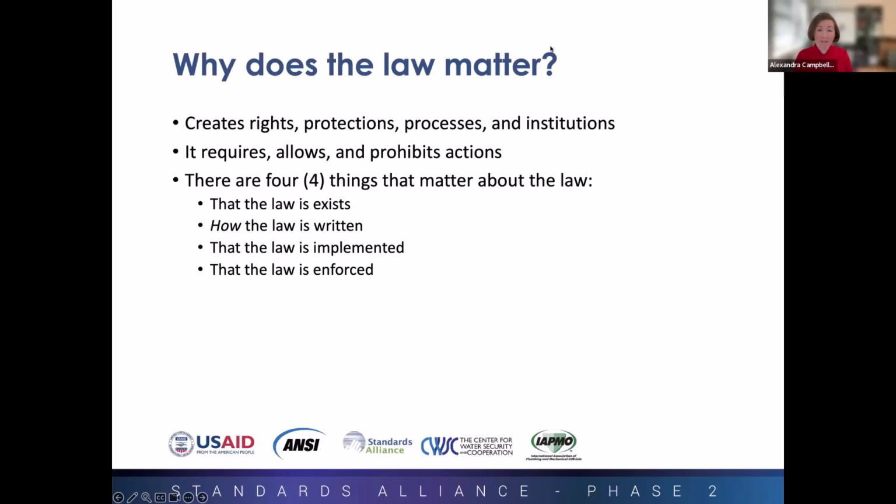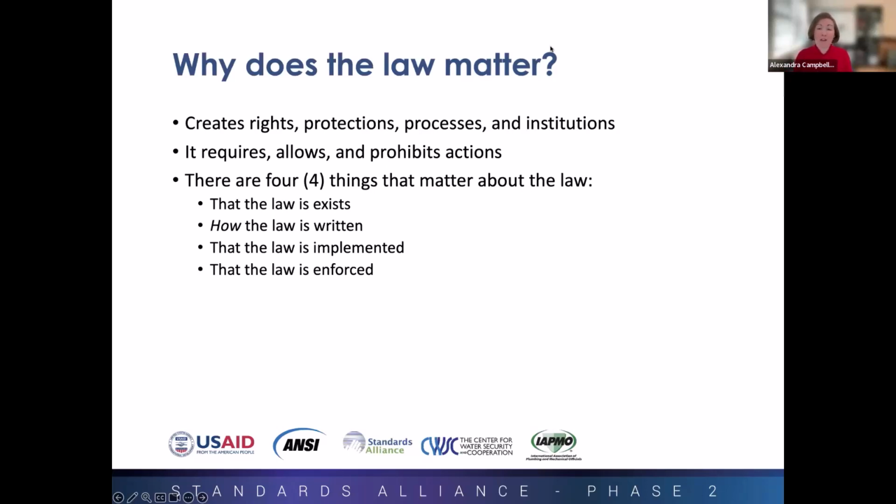Then once you have that, right, the law still has to be implemented. We often talk about this in the sector: you can have this wonderfully written law, and yet nothing is happening. You're not seeing a change on the ground, and that's because the regulations aren't being written, they aren't being adopted, the standards aren't being written. There are certain things that aren't being done to actually put that law into practice.